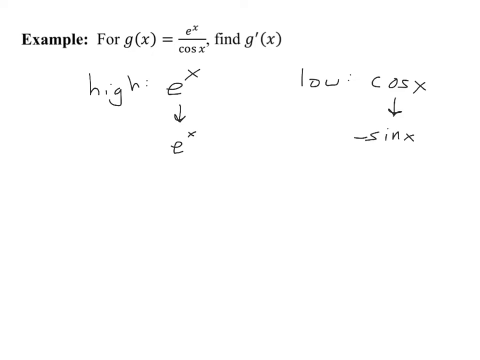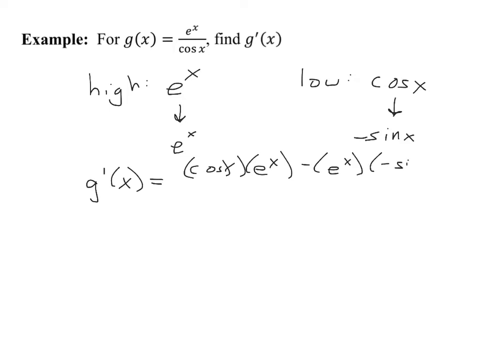Now that I have all this information written out for myself, I just follow my rhyme. The derivative is supposed to be low, cosine x, low d high minus high d low, square the bottom, and away we go. So again, you follow the rhyme, you write down the pieces. It's a little bit ugly. You're dealing with a fraction here, but mathematically this shouldn't be too big a deal.